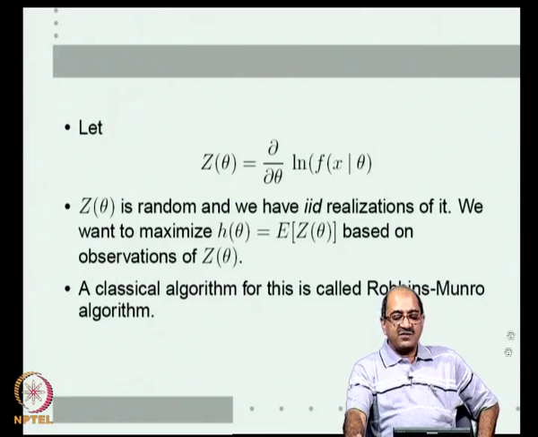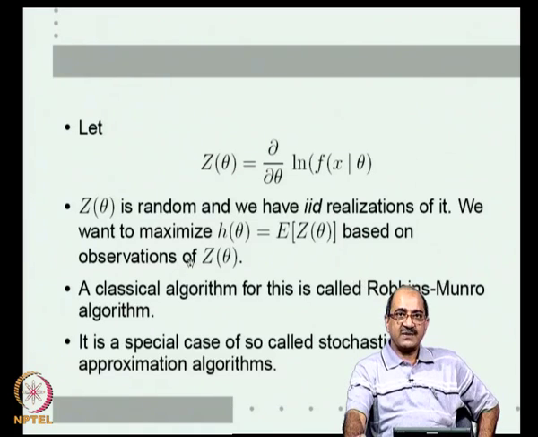A classical algorithm for doing this is what is called the Robbins-Monro algorithm, which is actually a special case of what I call stochastic approximation algorithms. Once again, considering stochastic approximation algorithms in all their generality will take us too far afield, but let us just look at this. Suppose I want to find the solution to h theta is equal to 0. But I do not know h theta, I only know z theta, and h theta is the expected value of z theta.